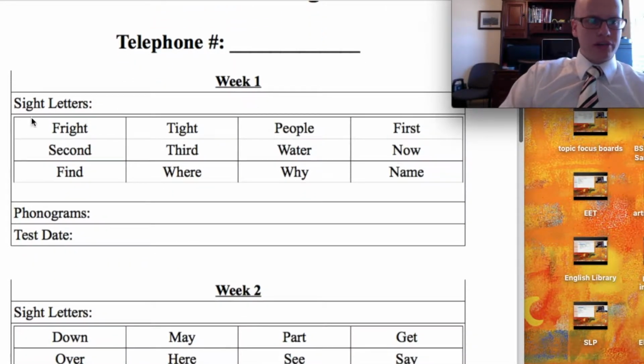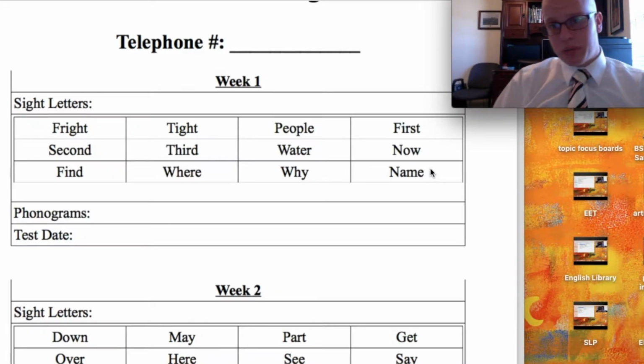Now you have your week 1 right here. Sometimes you'll have sight letters that you're working on. So just CH, maybe some digraphs like that, or M or N, depending on where you're at with your English. Phonograms and your test date. So you'll be tested on these words, most likely spelling. Okay, so your week 1 is fright, tight, people, first, second, third, water, now, find, where, why, name.